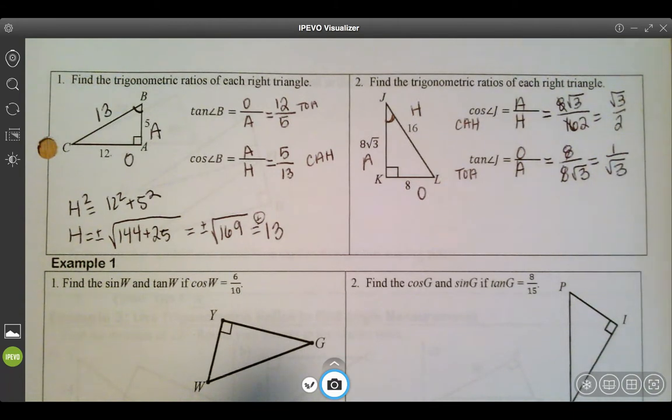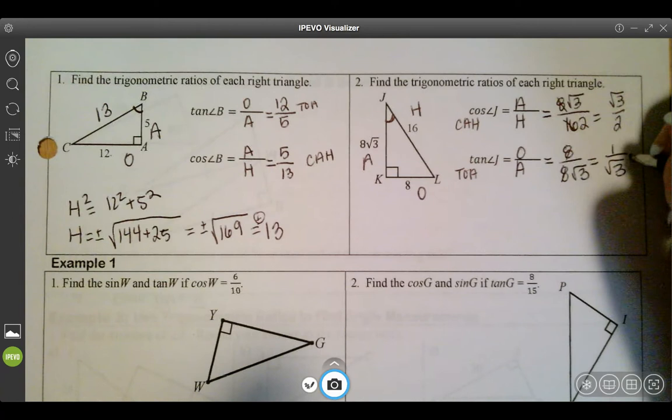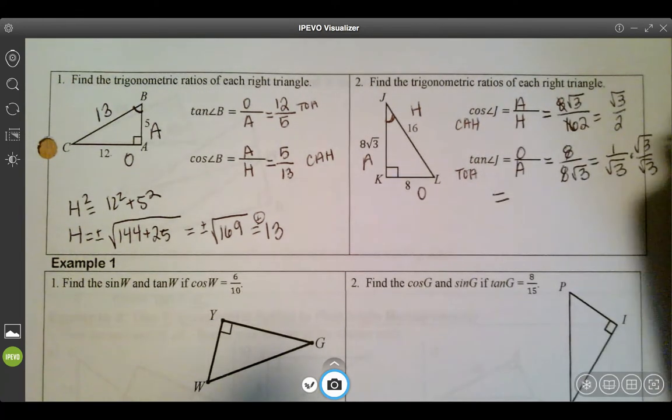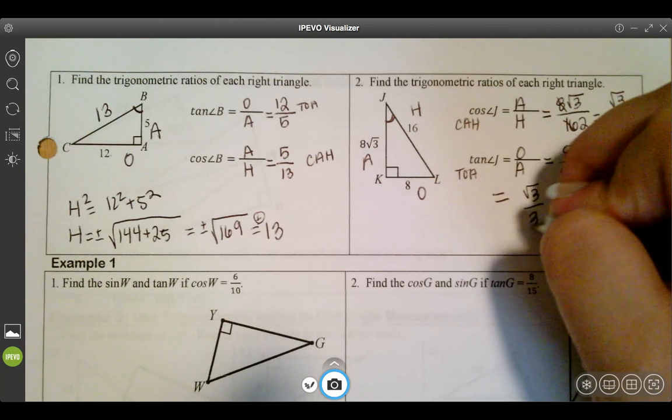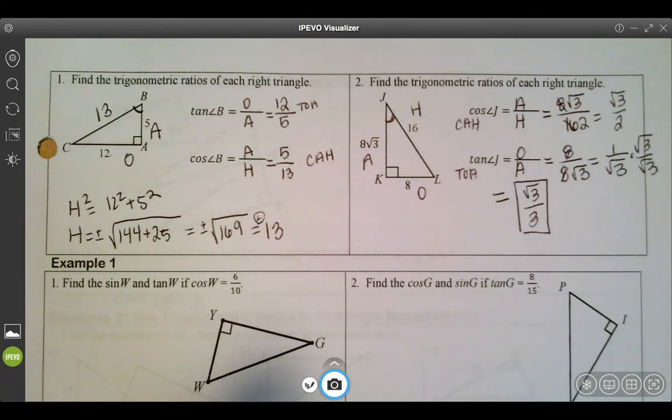But we don't want to leave the square root of 3 in the denominator. So we need to rationalize that. So we get the square root of 3 over 3. Okay, those are the first types of problems we could do.